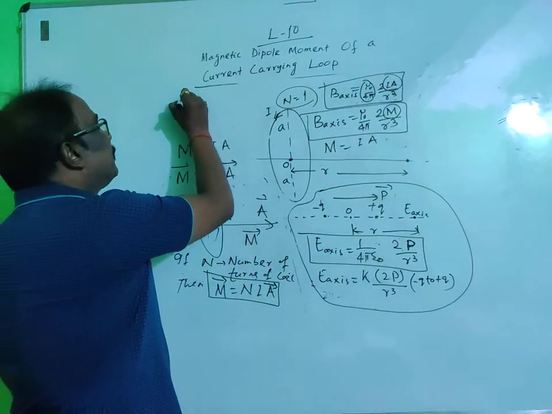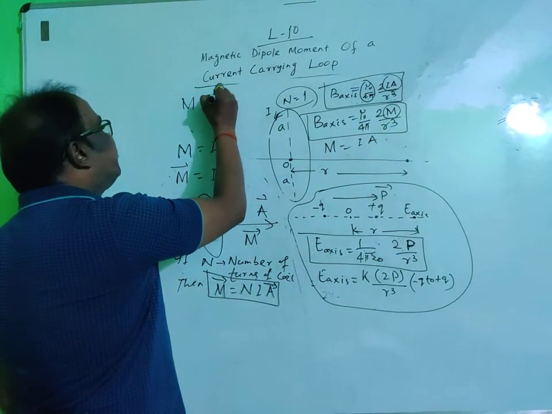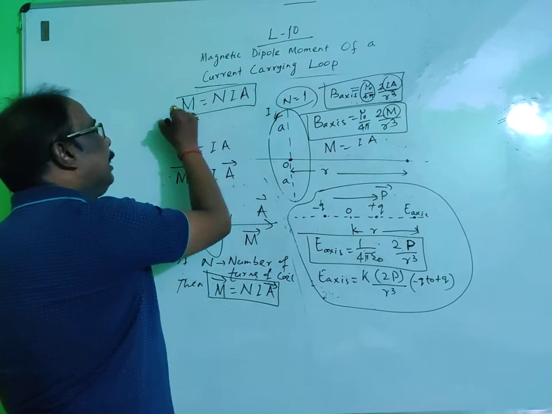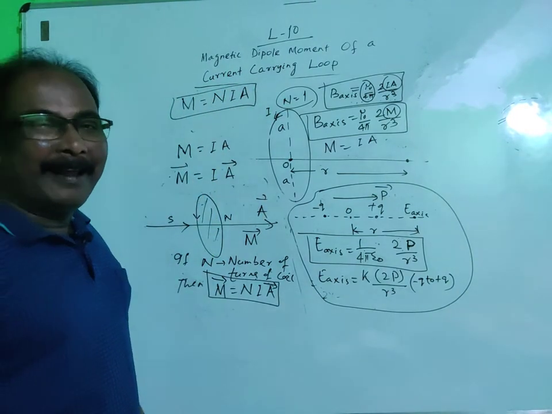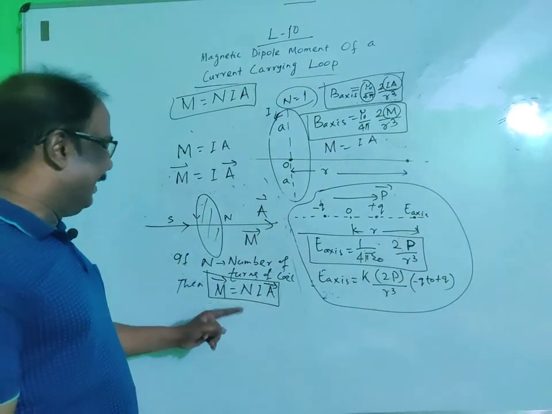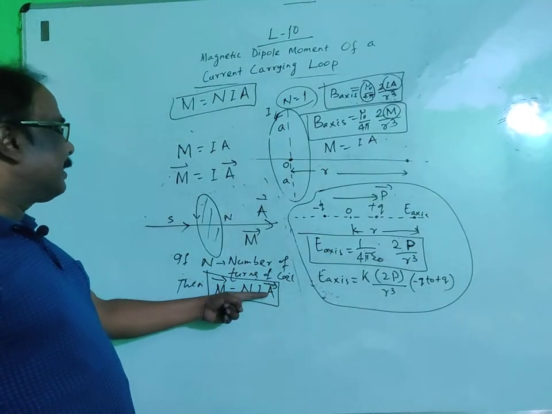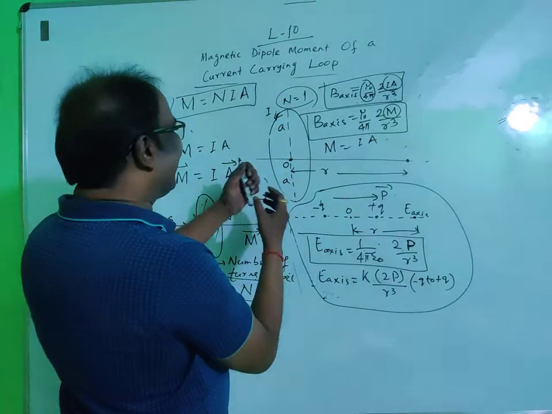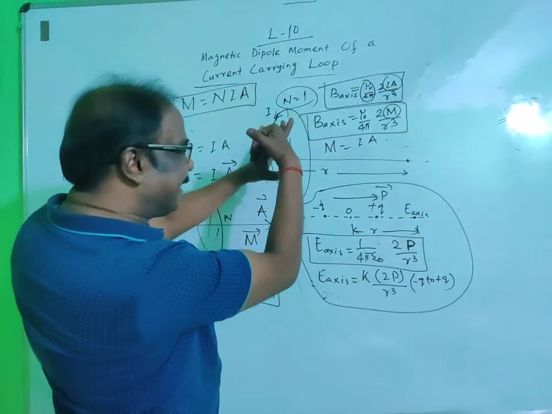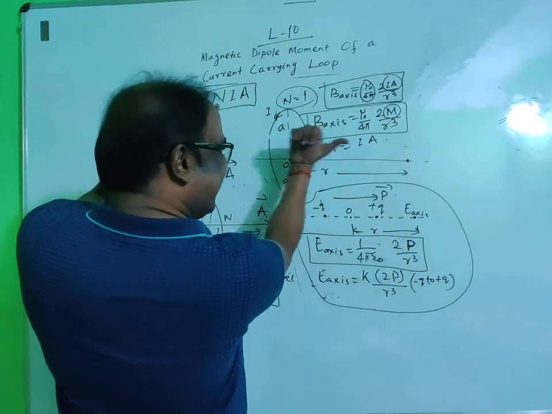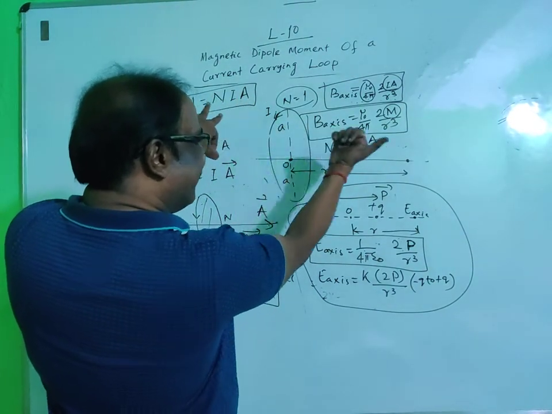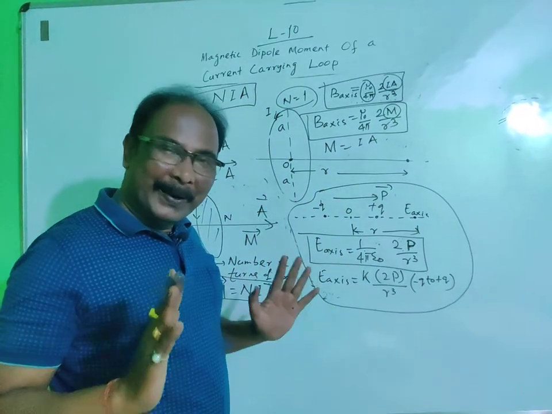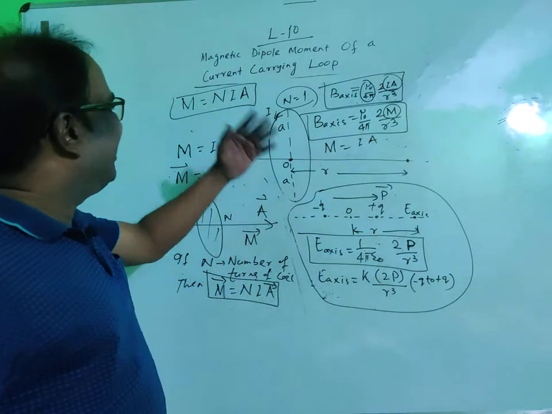Magnetic dipole moment of a current carrying loop, the magnitude of magnetic dipole moment is NIA. Okay, then the direction is along the direction of area vector, or as I have shown you, this is anti-clockwise order, this is the direction of area, meaning on the axis, again it is from south pole to north pole. Okay, this is the final formula.